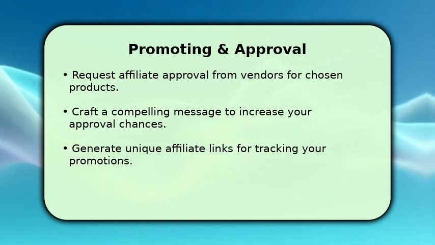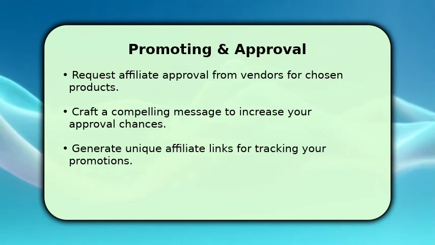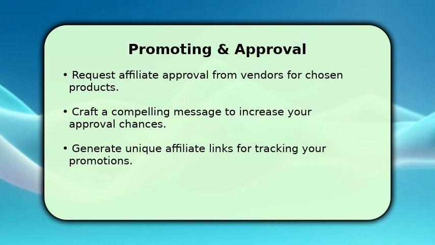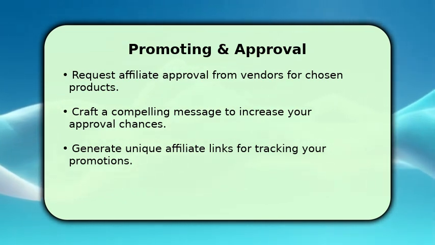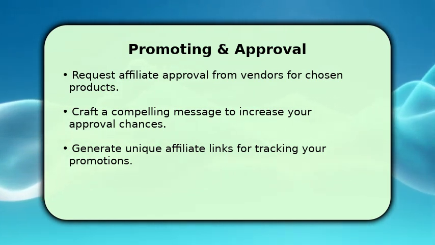Once you've identified a promising product, the next step is requesting affiliate approval from the vendor. Many vendors review requests manually, so a personalized message explaining your promotion strategy can significantly boost your chances. After approval, you'll receive your one unique affiliate link. This link is crucial for tracking all your referrals and ensuring you get credit for every sale.